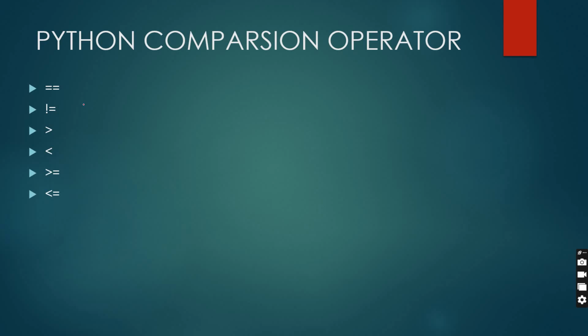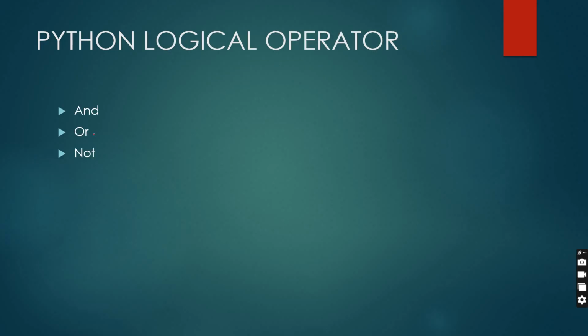So we have a comparison operator. Suppose I want to check whether x is greater than 4 or x is greater than 5, or whether it is equal, or both are equal. So this can be used as a comparison operator here. So we have a logical operator. If you want to combine two different operations together, we can go for AND, OR, and NOT operation.